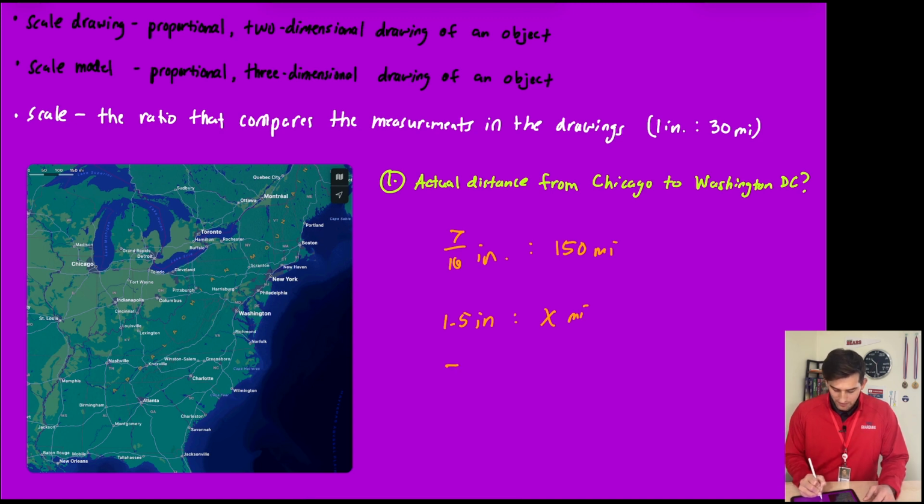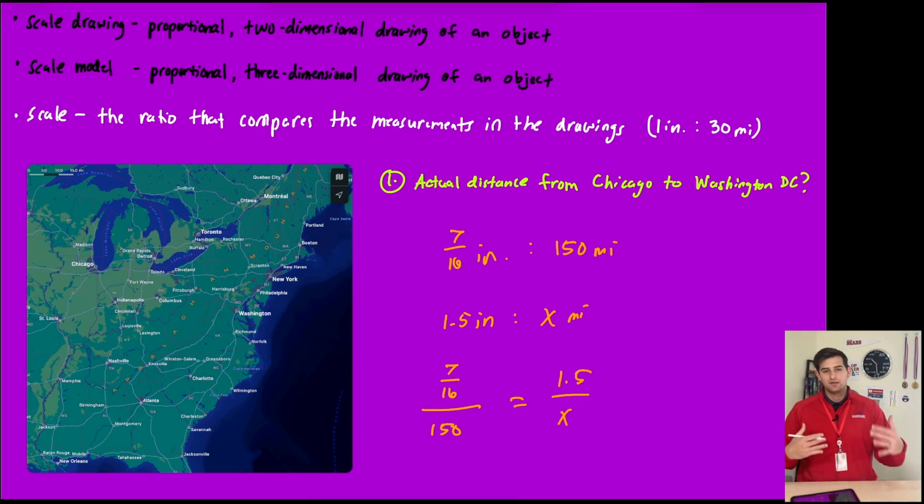So we can say 7/16 over 150 is equal to 1.5 over x. So we know that our inches is on the top there, and our miles is on the bottom. So let's cross multiply this. So we would get 7/16 x is equal to, and 150 times 1.5 would give us 225.